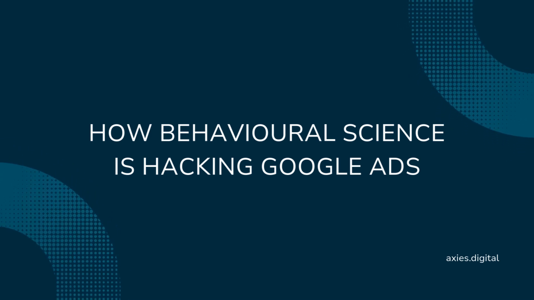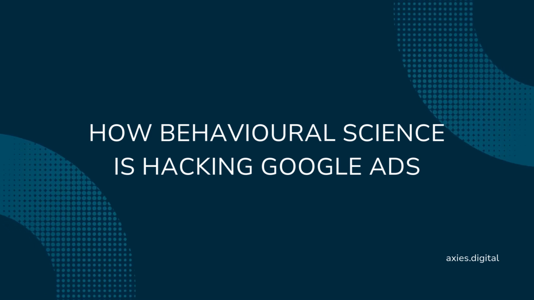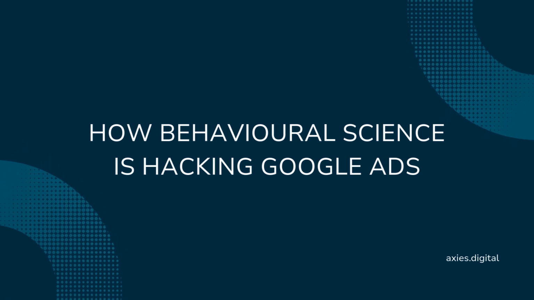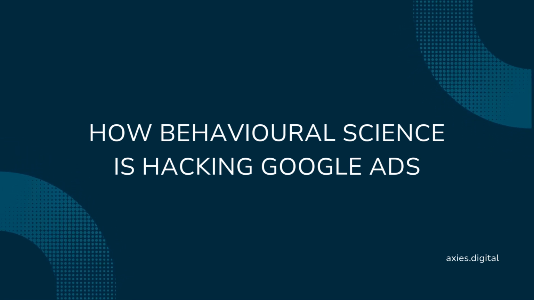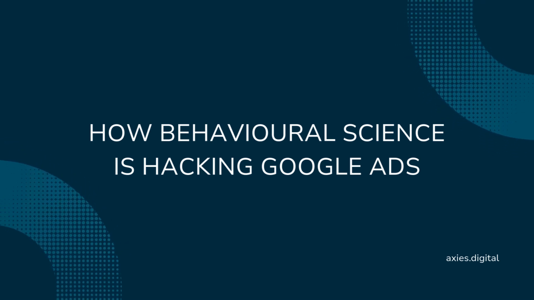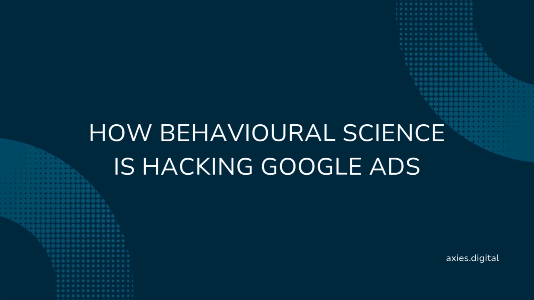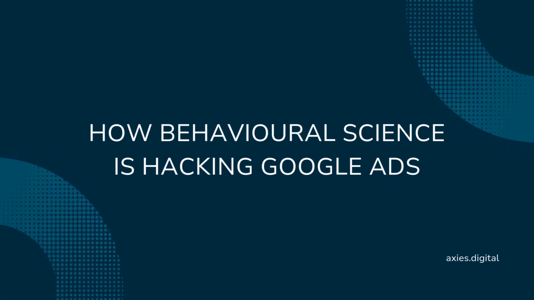So cognitive biases are basically predictable mental shortcuts our brains take, right? Not always perfectly rational. Exactly. Efficient, often, but they can lead us down certain paths consistently. Axies Digital really hones in on a couple for Google Ads. Okay, which ones? Let's start with scarcity.